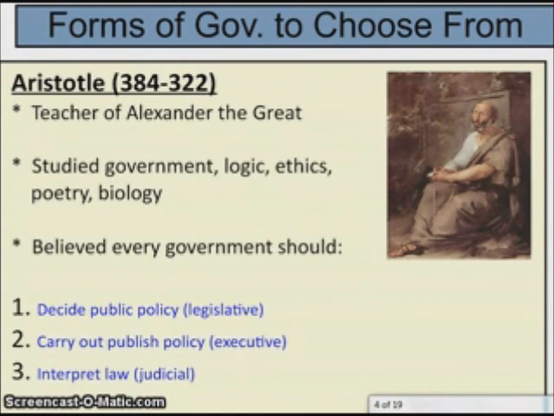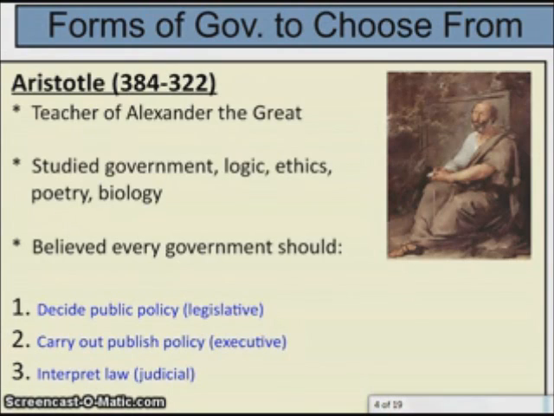Okay, Aristotle, a very important teacher of Alexander the Great, who was a phenomenal leader. You'll learn more about him in world history and in European history later on. Aristotle studied government and brought in the idea of logic and ethics, which will lead also to morals. He believed that there's a beauty and poetry of government, and also the study of biology, the study of plants and animals, and eventually getting into people and how people think. He believed in three things. He believed that every government should have.